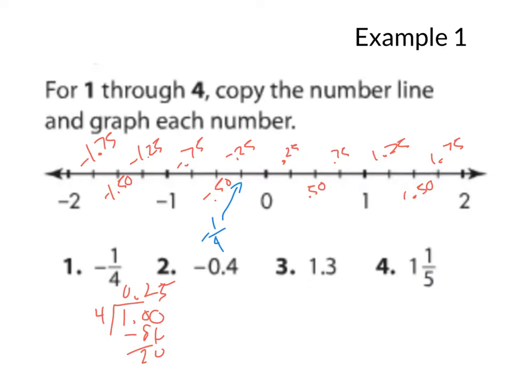So right in between here is going to go negative 4/10. And try to be as neat as you can in your notes. I understand that it might be difficult.